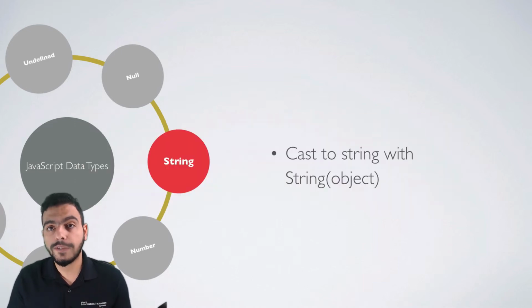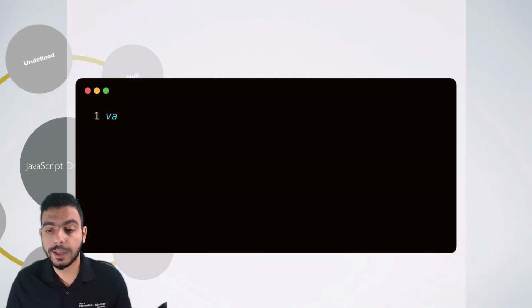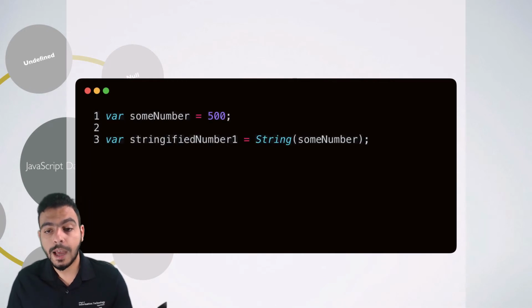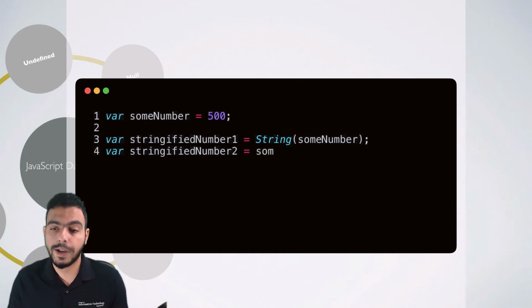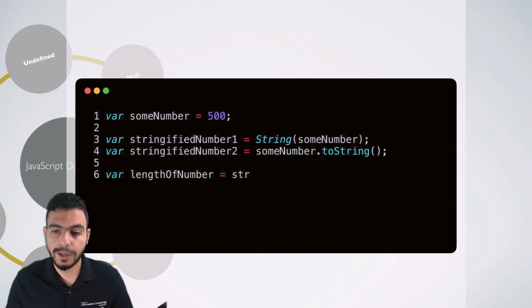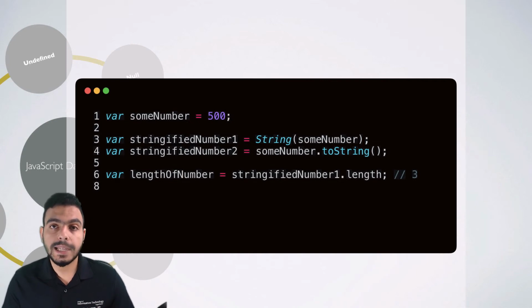You could also cast different data types to strings by just calling the actual String constructor. So if you have a number like that, I can convert it to a string using String, and then between the parentheses I will just pass in that variable. Or you could also use the number toString method where you just convert it to a string like that. Once the number has been converted to a string, then I can use the string properties and methods like .length to know that this is a 3-digit number.